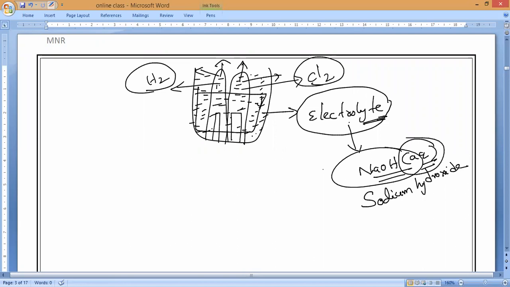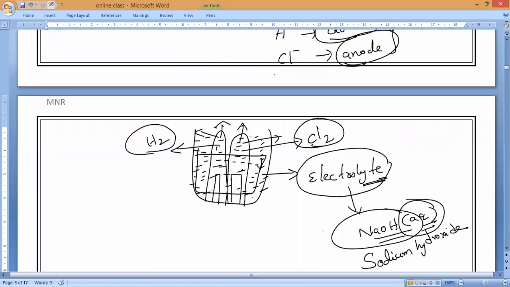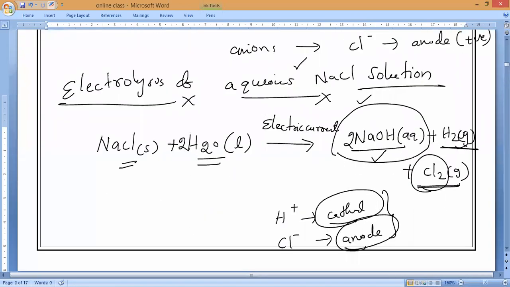Is it okay? So when they want to get sodium hydroxide, they will take aqueous NaCl. If they need only sodium and chlorine gas, then they will take molten NaCl. Do you understand the difference between them? Please try to respond, everybody. Yes or no? That is okay. In the same way, we say molten NaCl as well as aqueous NaCl.